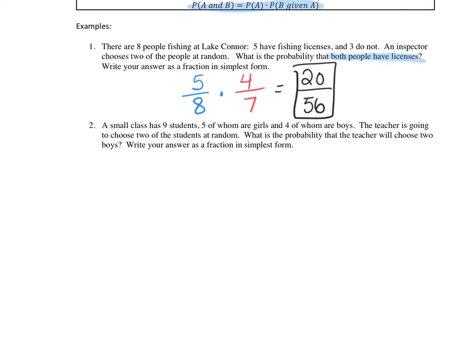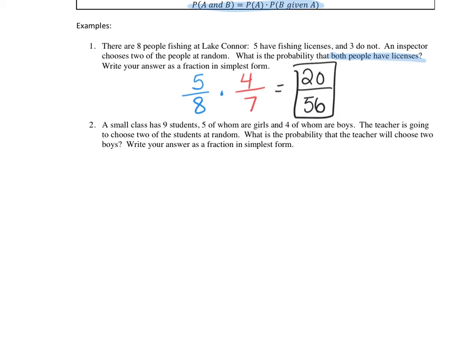Let's try that one again. This one says, a small class has 9 students, 5 of whom are girls and 4 of whom are boys. The teacher is going to choose 2 of the students at random. What is the probability that this teacher will choose 2 boys?